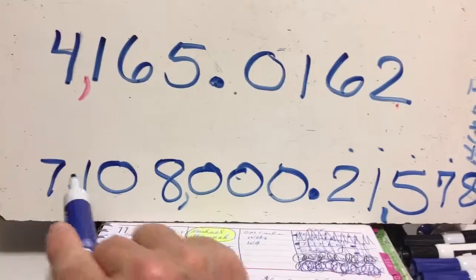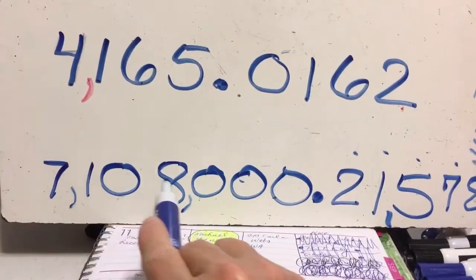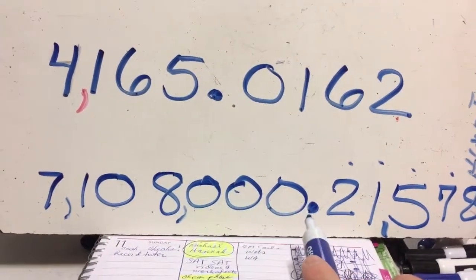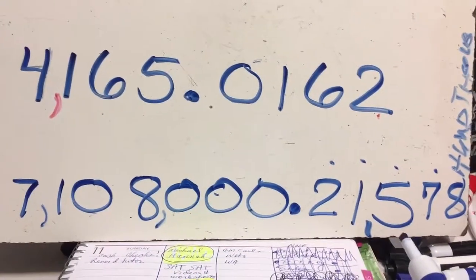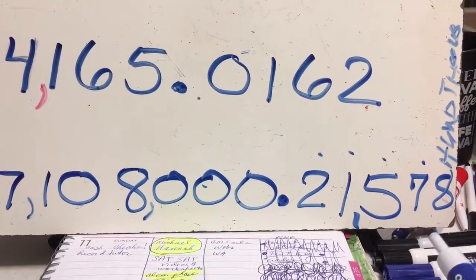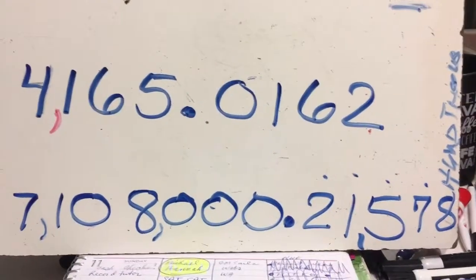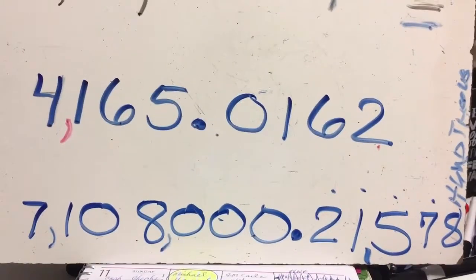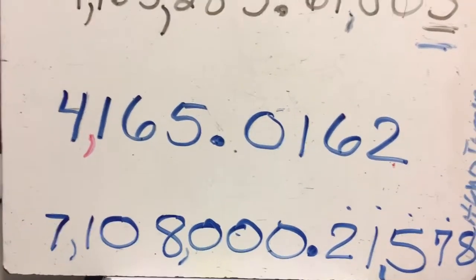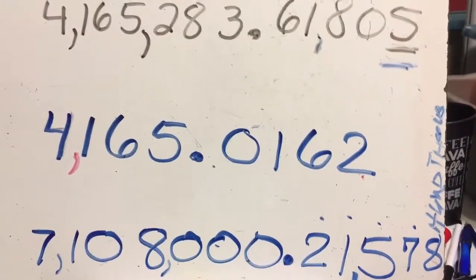Okay, so 7,108,000 and 21,578 100,000ths. I think the first time I read it, I left off the "and." So that's going to take a little bit of practice. We're going to do a couple more of those before we move on.